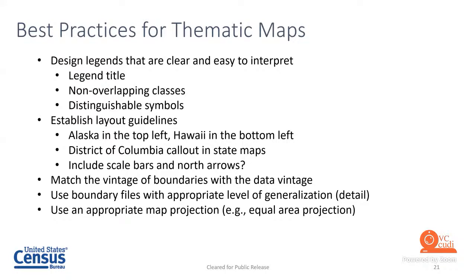The vintage of the boundaries on the map should match the vintage of the statistical data. And the boundary files should provide an appropriate level of generalization. Generalization is a process that removes detail. So for example, on a page size map of the US, the scale is about 1 to 20 million. So we use boundary files that are generalized with a 1 to 20 million scale in mind. This removes a lot of extraneous points that would create visual clutter otherwise.